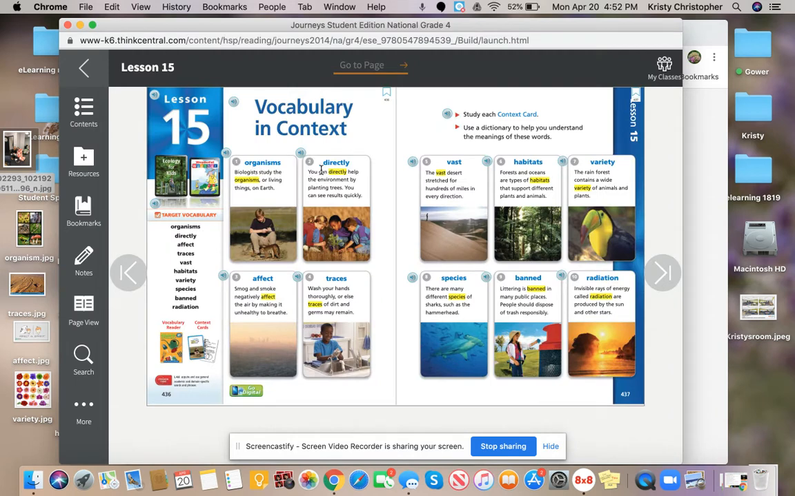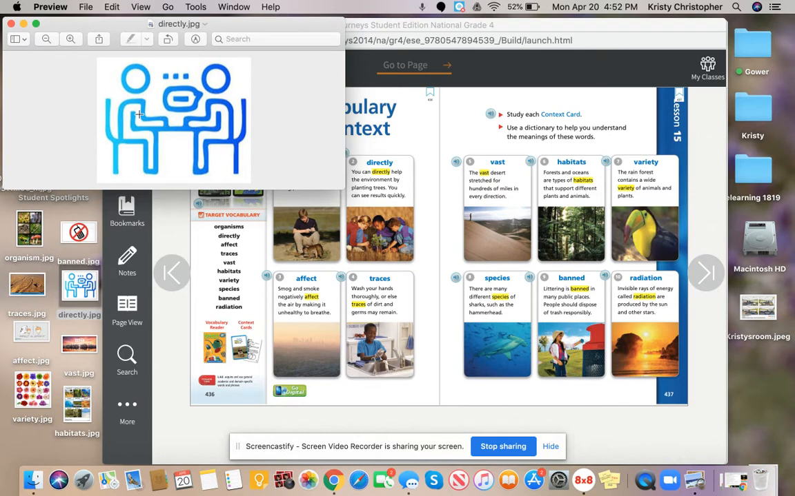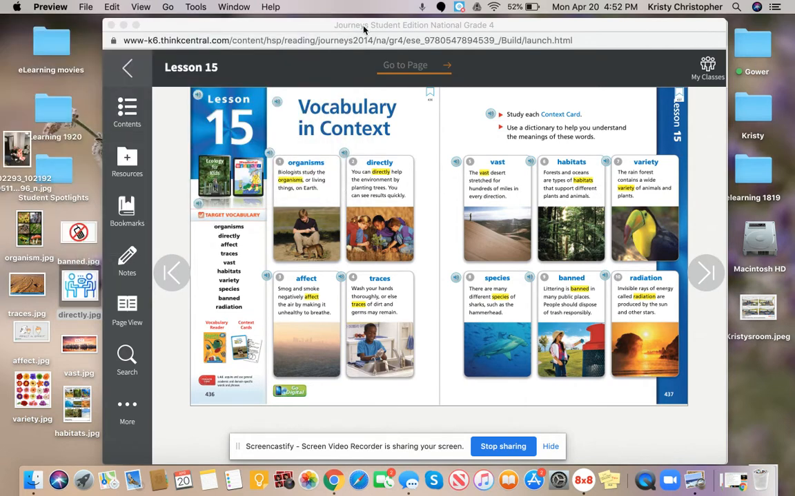Let's move on to number two, directly. You can directly help the environment by planting trees. You can see results quickly. So directly is when you are doing something without going from step one to step two, not taking different routes to get there. A direct action gives you results quickly. For instance, here's a picture of two people talking right to one another, not through another person. So that's an example of something that is direct.